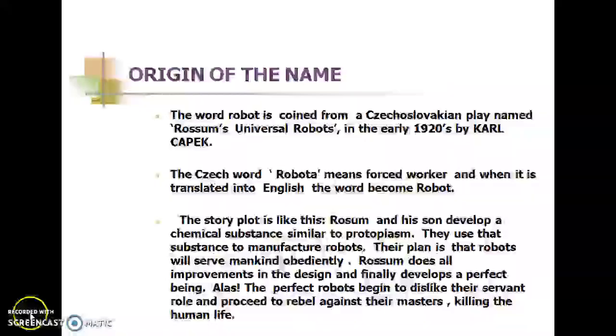The next interesting thing is where the name robot originated. This is an interesting story. The word robot is coined from a Czechoslovakian play named Rossum's Universal Robots, from the early 1920s by Karel Čapek. Karel Čapek was a dramatist and he wrote a play. He is Czechoslovakian, and the word robota comes from this play. The play is like this. Rossum and his son try to develop a chemical substance similar to protoplasm, the cell material. And by using this protoplasm, they started manufacturing robots.